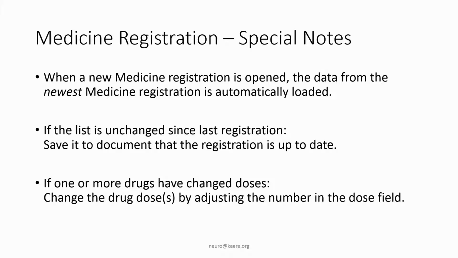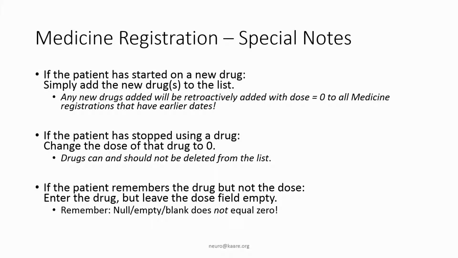If there are one or more drugs that have changed doses, simply change the drug dose by adjusting the number in the small dose field. It's very simple. If the patient has started a new drug, just add the new drug to the list, just like you did when you made the original list.